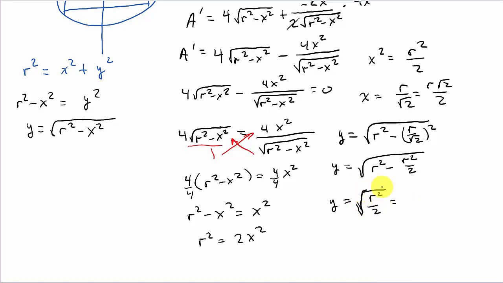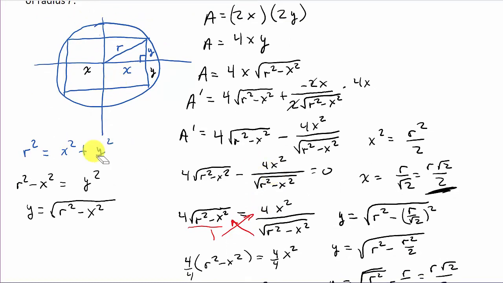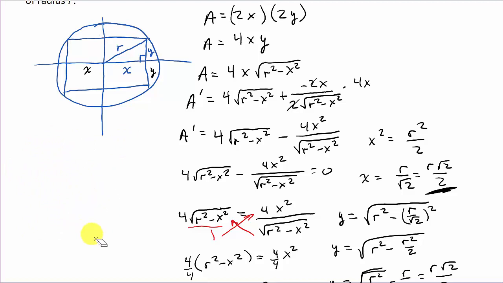This square root comes all the way down. And that's going to be r over the square root of 2 if I split it up, which if we rationalize the denominator, that's going to be r square root of 2 over 2. So there's x right here. There's y. Now, I need the dimension of this thing. So let me erase this right here. So remember, I've got x is r square root of 2 over 2, and y is r square root of 2 over 2.